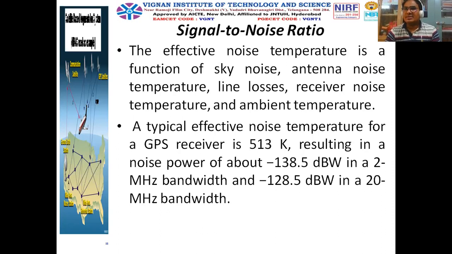And a typical effective noise temperature for a GPS receiver is 513 degrees Kelvin. This is a nominal calculated value after doing several researches, and this will result in a noise power of about minus 138.5 decibel watts in a 2 megahertz bandwidth and minus 128.5 decibel watts in a 20 megahertz bandwidth. So as the bandwidth is increasing, the noise power is getting decreased. You can note down this point. For 2 megahertz, it is minus 138.5 decibel watts, and for a 20 megahertz signal, it is minus 128.5 decibel watts. So these are some typical values.